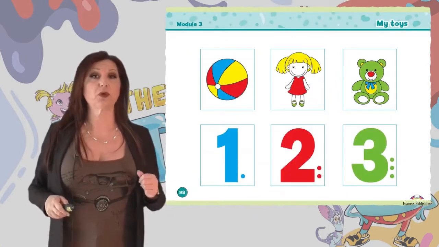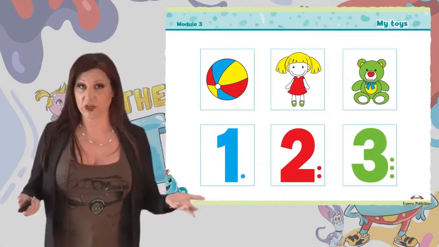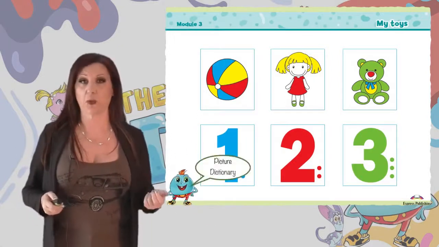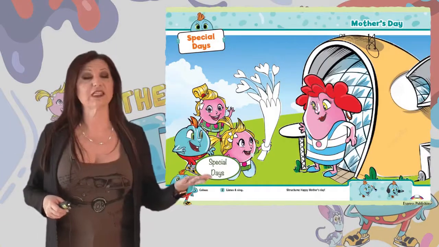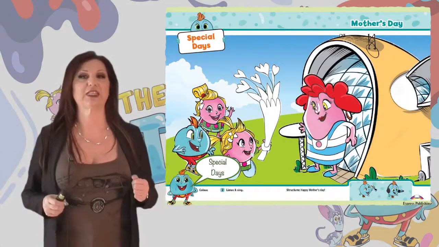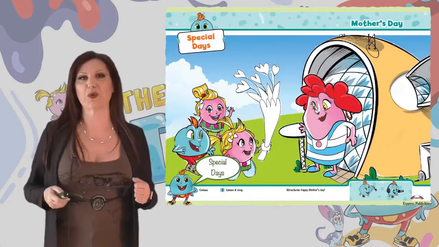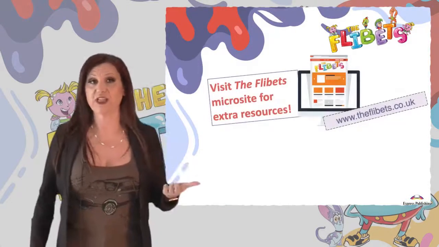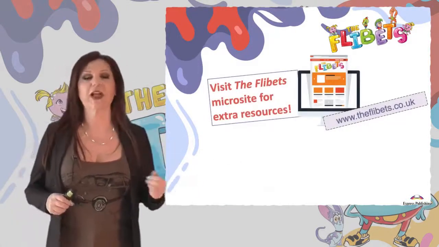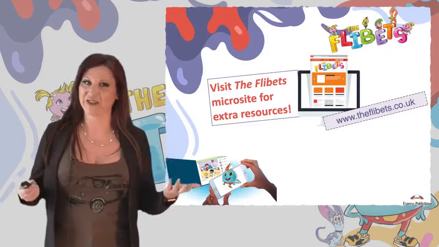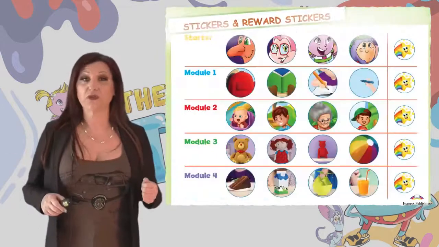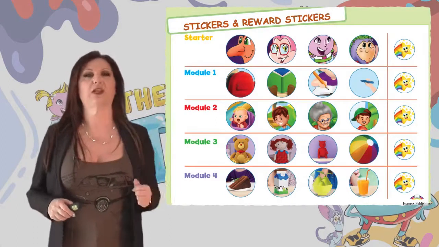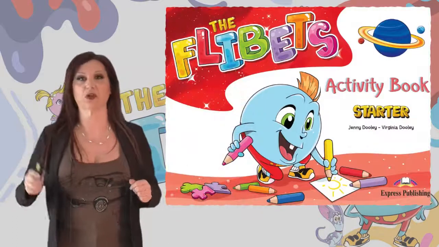At the end of the pupils book, there is also picture dictionary section for the students to have all together the new words that they've learned per module. There are special days at the end of the book, like for example, as you can see here, we have Mother's Day, promoting some festival units too. And in the microsite of the Flibets, you will also find some more worksheets for more festivals and celebrations. You will also find in the back of the pupils book the stickers for the words that they need to have learned alongside the reward stickers.